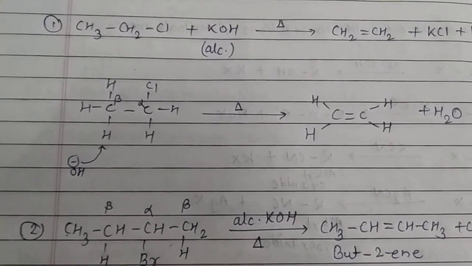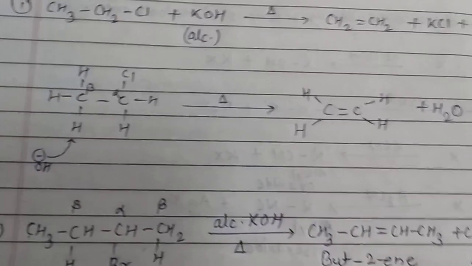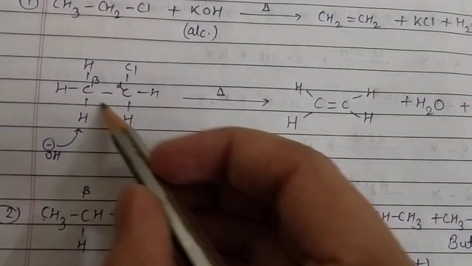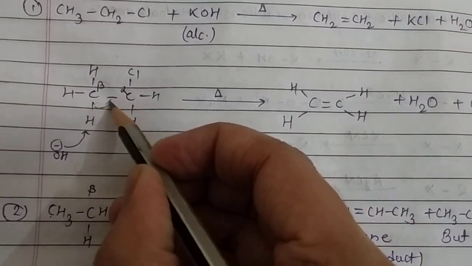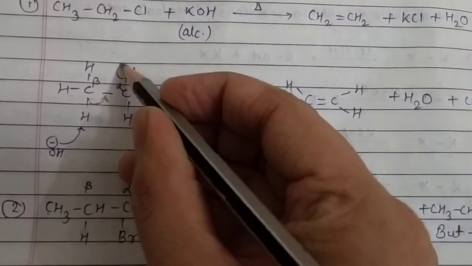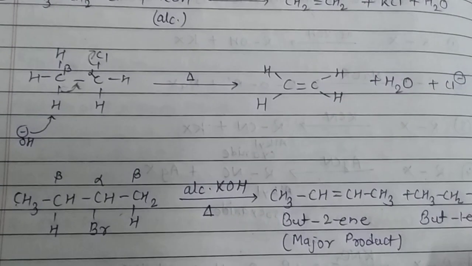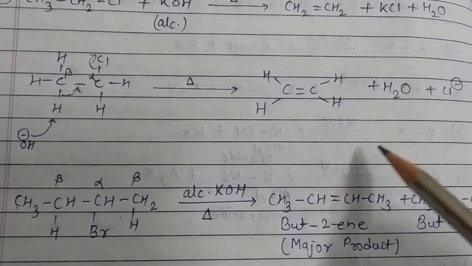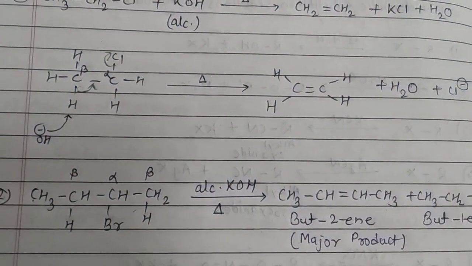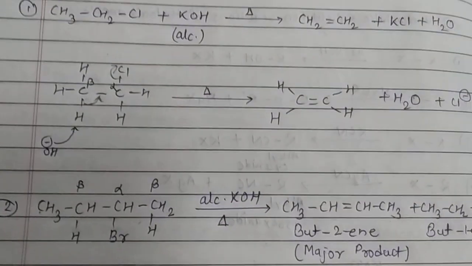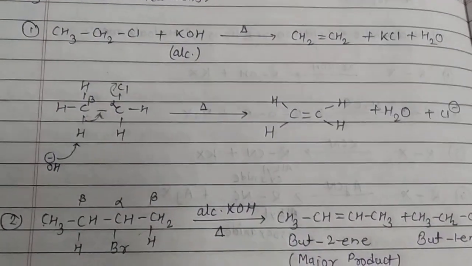and because of that this bond shifts here, and halogens are good leaving group, they will go out. So we'll get alkene plus water plus Cl minus. So that is in the case of symmetrical alkenes.